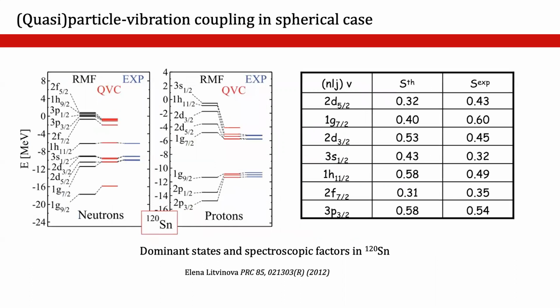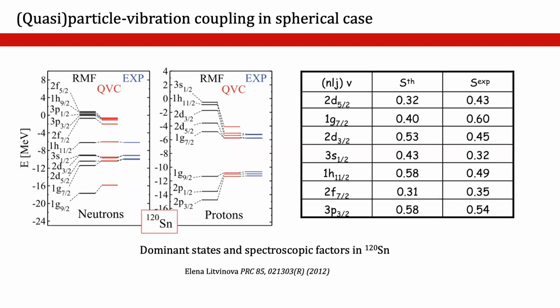The quasi-particle vibration coupling approach has been successfully applied to spherical nuclei. Here is an example of tin-120. We can see that after we consider the particle vibration coupling, the single particle states are significantly improved compared to the mean-field calculation, and are much closer, with a better description of the experimental data. The quasi-particle vibration coupling can also give the spectroscopic factors, which are missing in the mean-field approach.